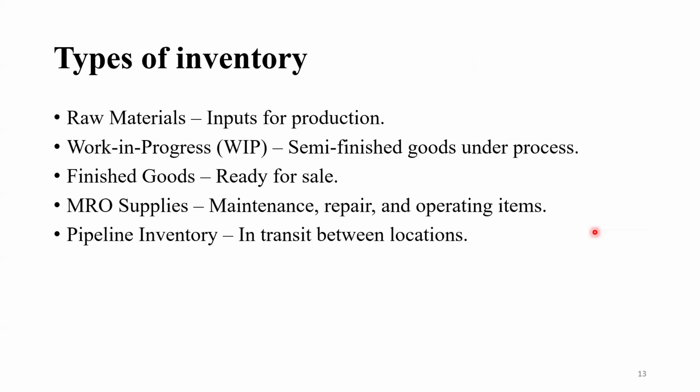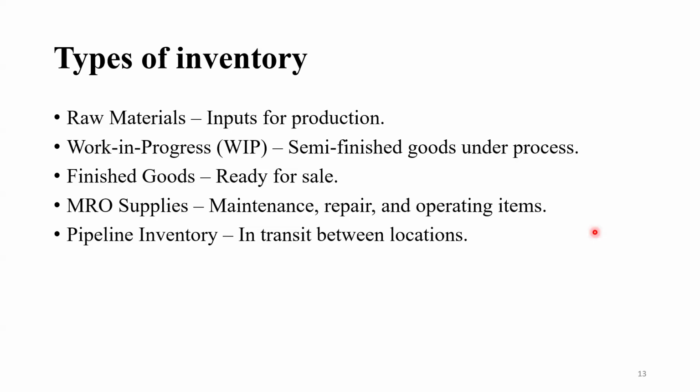So types of inventory: on what basis am I going to have my inventory? Raw materials. Raw materials are based on your basic inputs. For example, a furniture manufacturer would have wood, nails, or varnish as raw materials. For a bakery, flour, sugar, and butter are the raw materials.